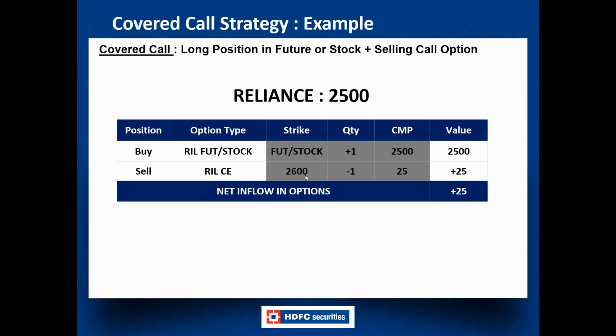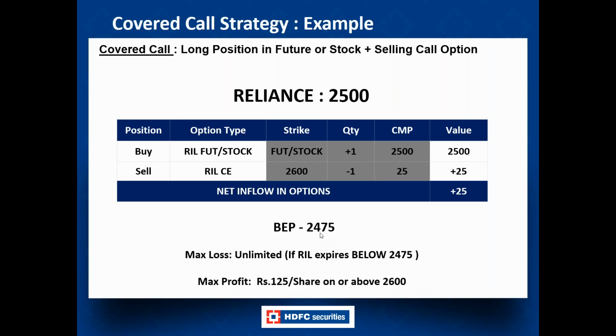So HDFC Securities doesn't charge any interest cost if you use this kind of facility, and this is for all the clients. You don't have to subscribe or anything. It is for all the clients that you can use pretty much from our system. So here your break-even point is 2475. Why? Because you got a 25 rupees cushion. You have bought one future or a stock at 2500 rupees, and simultaneously 25 rupees is a cushion. So your break-even point now from 2500 will reduce down to 2475.